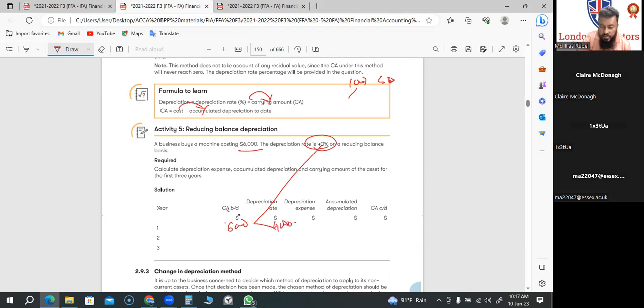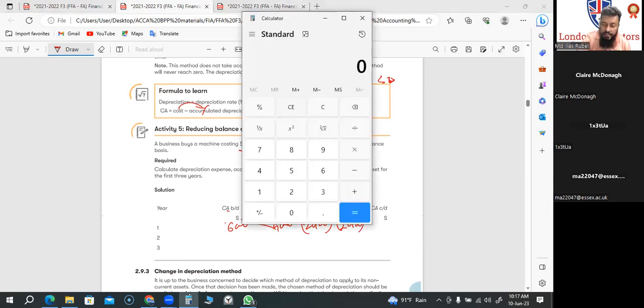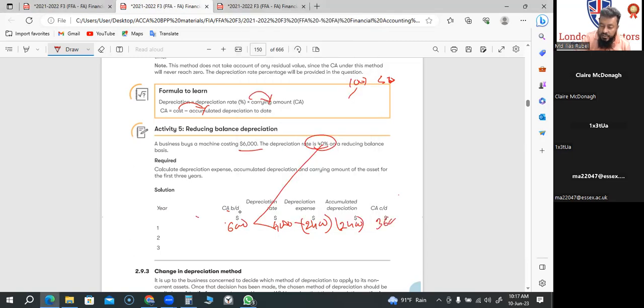Claire is already writing to me. Is it 2,400? Can you confirm, everybody? And accumulated in the first year is the same thing, 2,400. Let me double check, times by 40%. Brilliant, 2,400 is the right answer. And that is your depreciation for the year. 3,600 is your closing carrying amount.